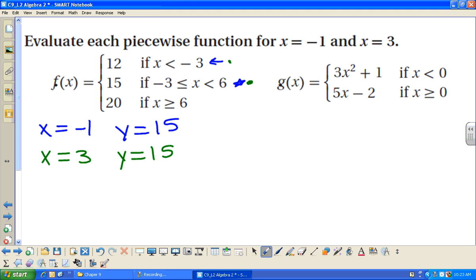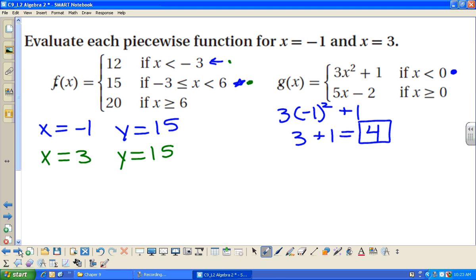Now for my function g of x for negative 1 and 3. Negative 1 is less than 0, so I have to use my first equation. So I have to first evaluate negative 1 at x. Negative 1 squared will give me a positive 1, times 3 will give me 3. And 3 plus 1 is 4.